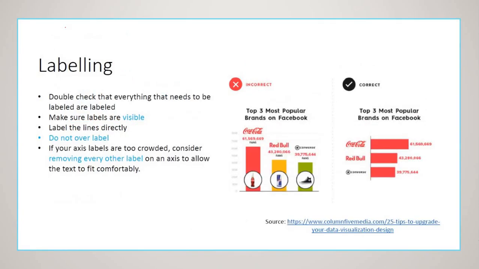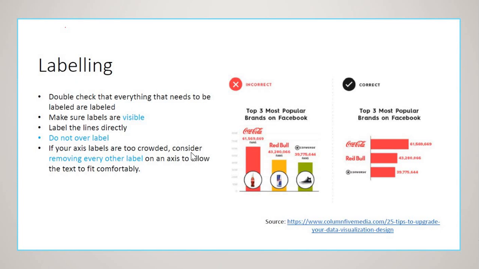Okay, and then next one is labeling. Okay, labeling, double check that everything that needs to be labelled are labelled. Okay, pastikan ada label. Apa yang sepatutnya di label, perlu ada label. Make sure labels are visible. Okay, for example, this one, Coca-Cola, Red Bull, Converse. Okay, label the lines directly. Do not over label. Maksudnya tak perlulah kalau sini you dah tulis Coca-Cola, you letak lagi botol Coca-Cola kat sini kan. So, double label lah ni. Okay, do not over label.